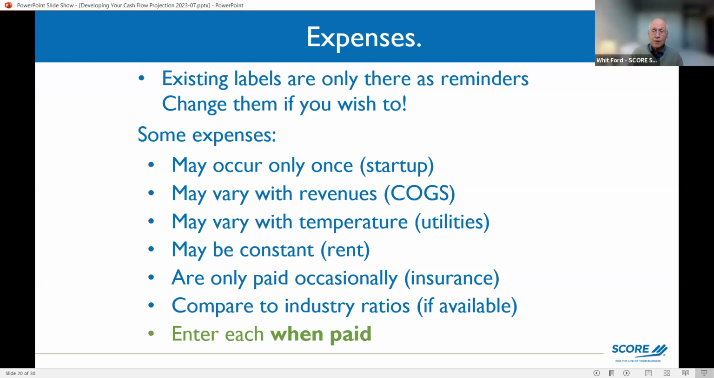Some expenses may vary with your revenues. Those will typically be your cost of goods sold, but note that if you pay sales commissions, they are not considered cost of goods sold. They are just administrative expenses. And since they will vary with your revenues, you should make sure that you are tracking them to stay the percentage of revenues that you expect them to be.